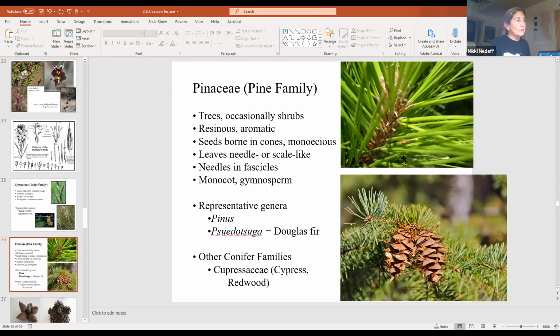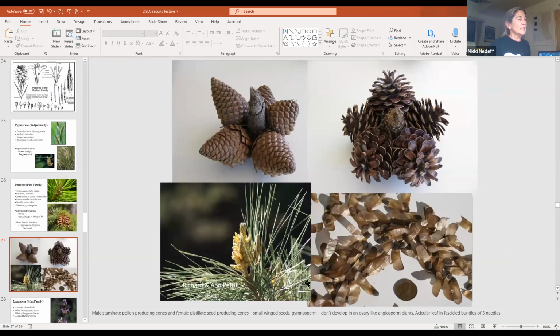Pinus, a representative genus here with fascicled needles in a little bundle, and Douglas fir, individual needles held on the stems. Other conifer families, the one most common here in California, the Cupressaceae family, which includes both cypress and redwoods. Cones in this family are monoecious, both male pollen producing and female seed producing cones occurring on the same tree.